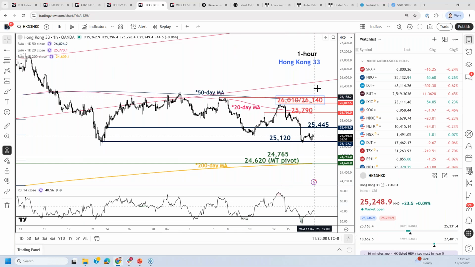So definitely a bullish breakout above 26,140 for an hourly close above it will negate this ongoing, we call it at least 2 weeks of bearish momentum or bearish trend that was seen since the 2nd of December minor swing high over here. So that's for the Hong Kong 33.